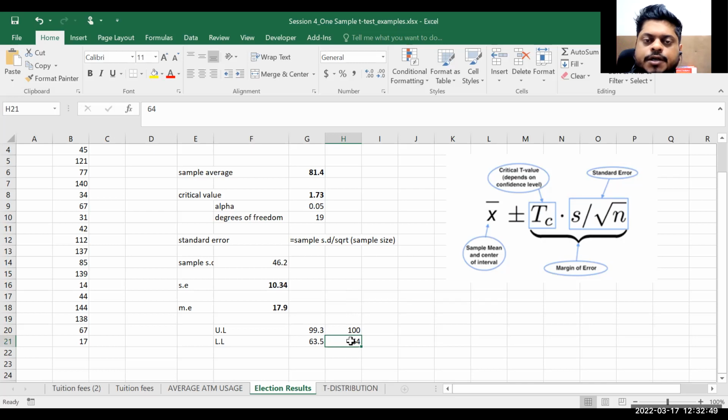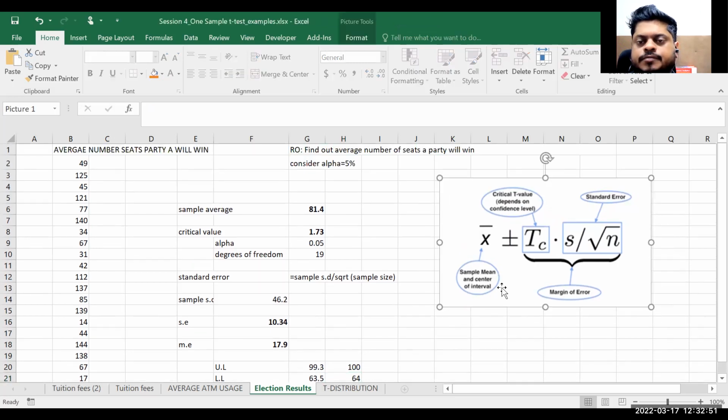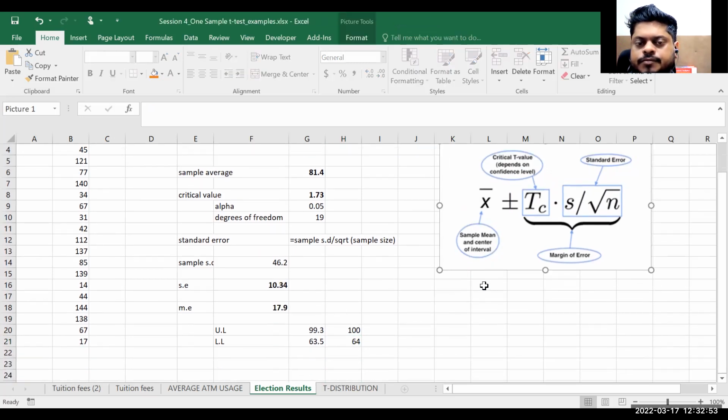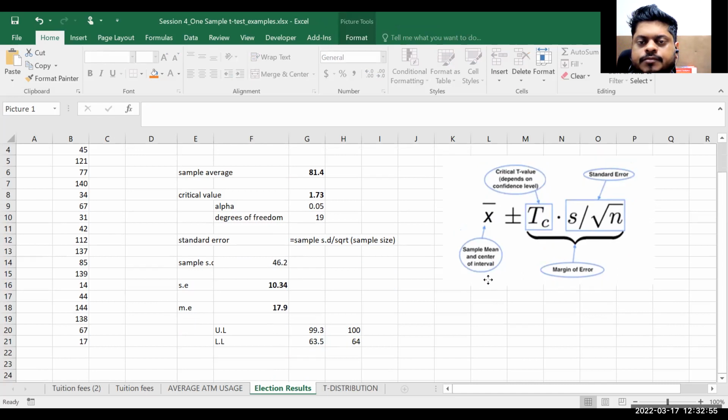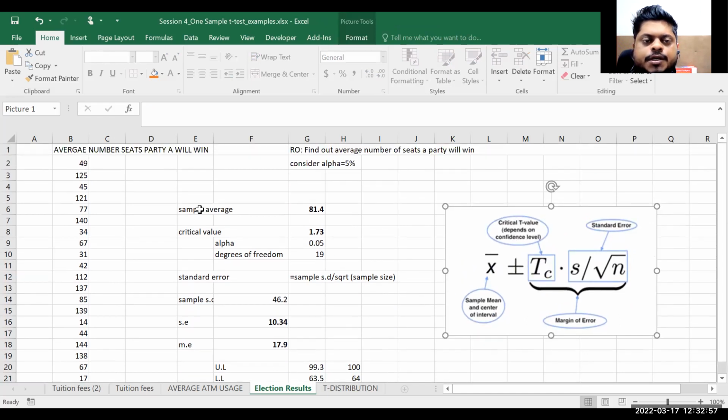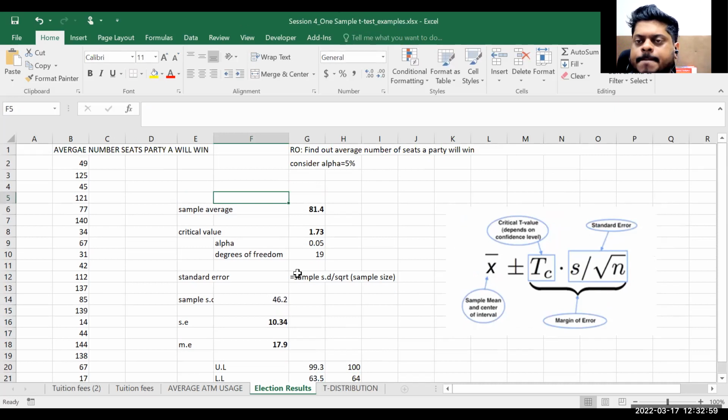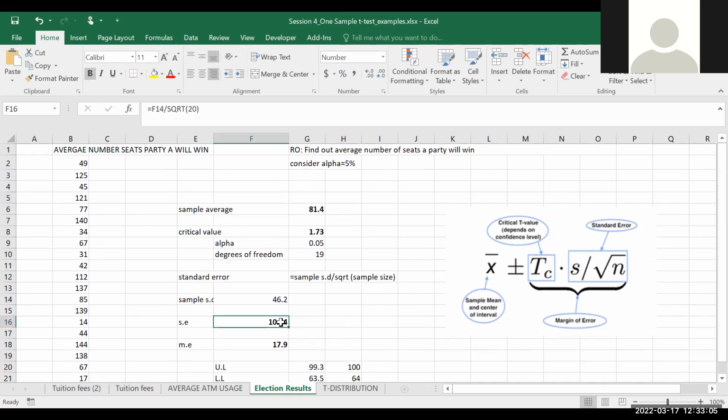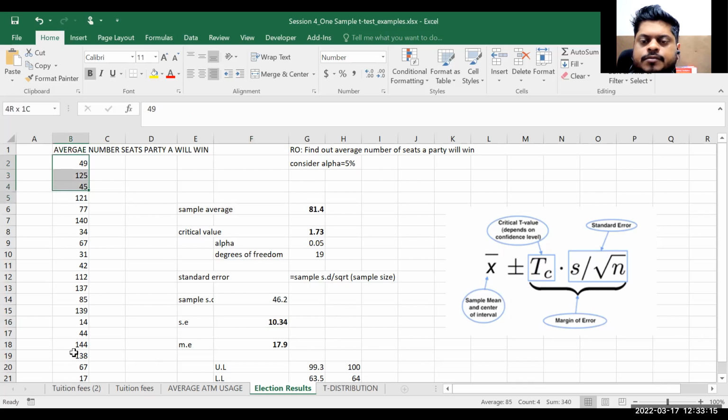Is this part clear or any doubt? Any question, any doubt on this? Sir, my standard error is coming as 10.60, somewhat different. Shall that be okay? Did you put square root of 20 or 19? So 19. Square root of sample size. What is your sample size? So 20. Oh, sorry, my mistake.